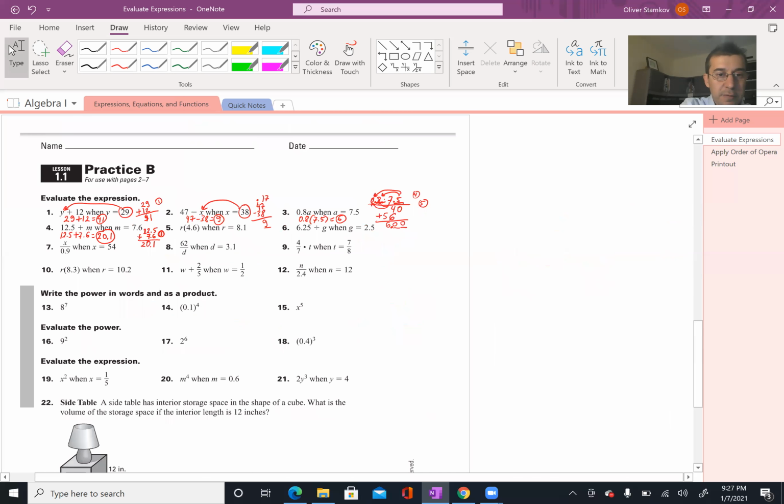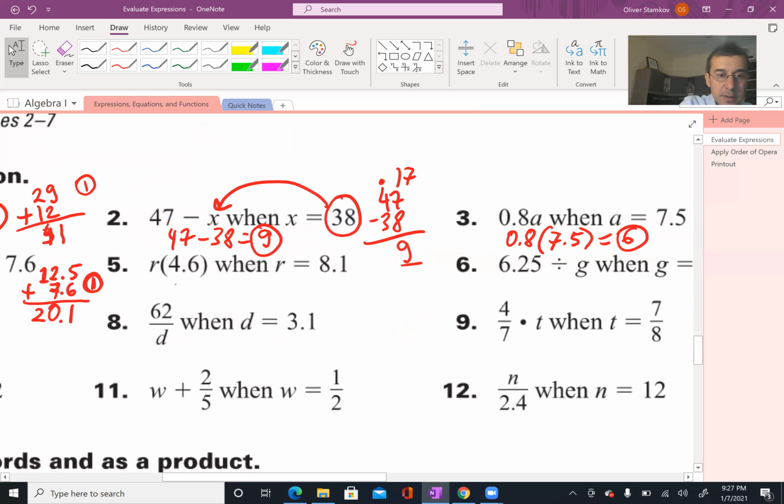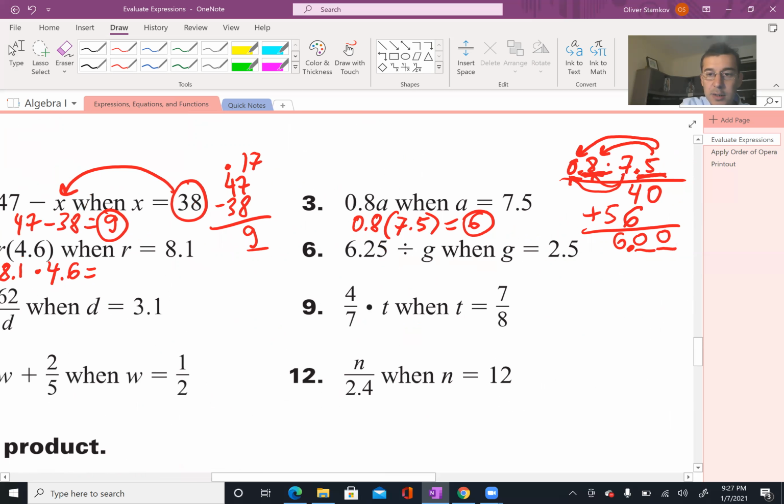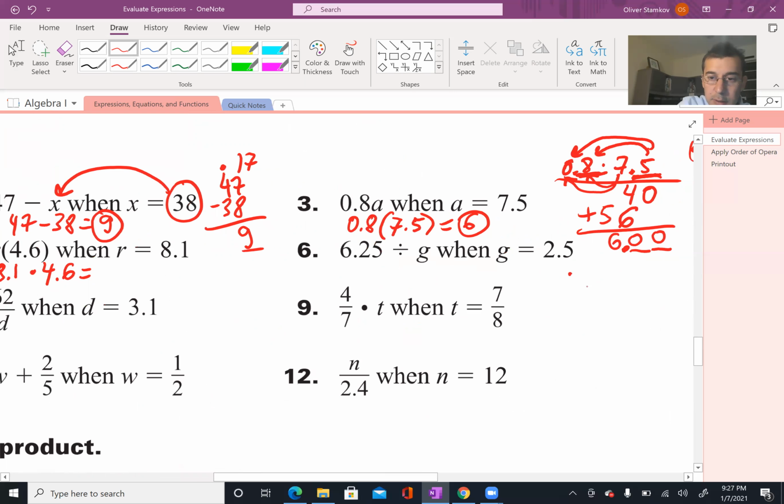Okay. Then number 5 is r, which is 8.1 times 4.6. And we can do this on the side as well. So I'm going to go a little bit to the right here. So 8.1 times 4.6, and we do the same thing. 6 times 1, and then 6 times 8. So 6 times 1 is 6. 6 times 8 is 48. And then we do the same thing here. 4 times 1 is 4, and 4 times 8 is 32.